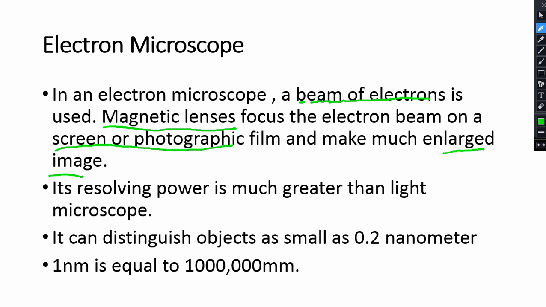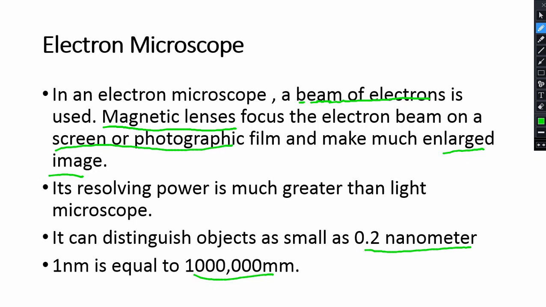Now the resolving power of electron microscope is much greater than light microscope, because it can distinguish objects where the distance between their components is 0.2 nanometer. And 1 nanometer is equal to 1 million, meaning 10 lakh.